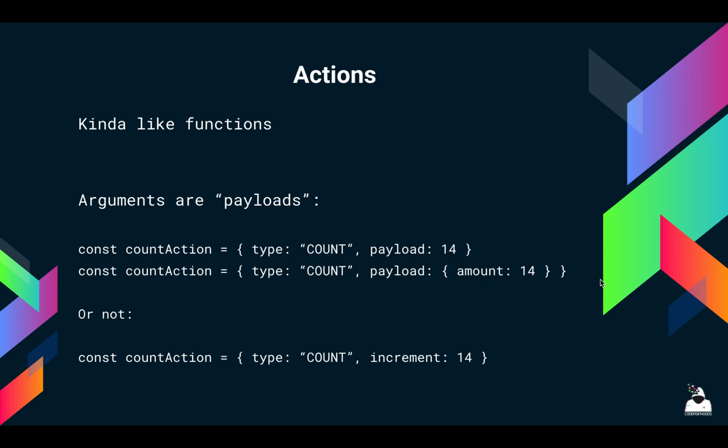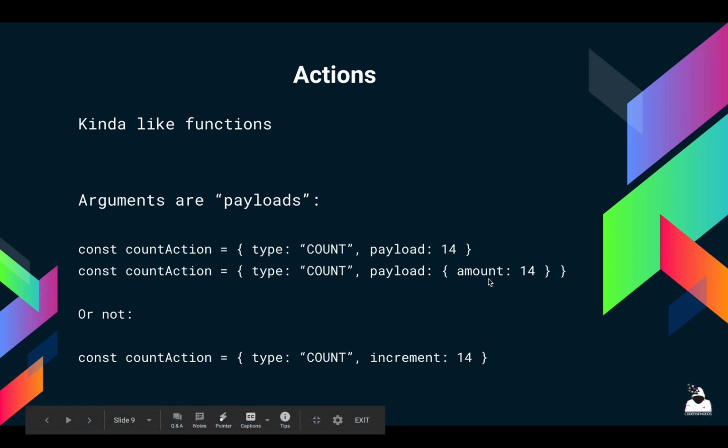Here, this is generally how I structure it. This way allows you to pass multiple arguments and be descriptive, give names to those arguments, if we're thinking about these like functions. So count, payload, amount 14. So we're going to count, or increase the number by 14 or whatever.